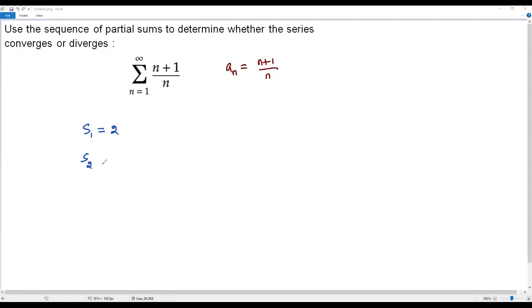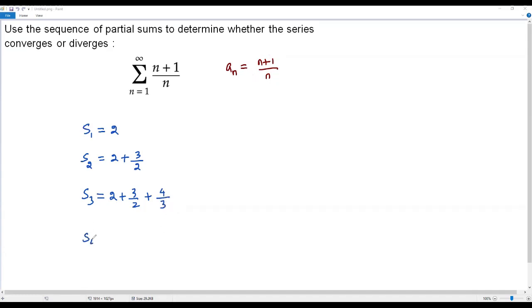Okay, now let me get the second partial sum. To get the second partial sum, I have to add the first two terms. Already we know the first term, which is 2. Now I have to add the second term. So to get the second term, I just have to plug in n equals 2 into the nth term. When I plug in n equals 2, 2 plus 1 is 3, so 3 over 2. Now let's get the third partial sum. To get the third partial sum, I have to add the first three terms. Already we have the first two terms, 2 plus 3 over 2. Now to get the third term, I have to plug in n equals 3. When I do so, I'm getting 4 over 3.